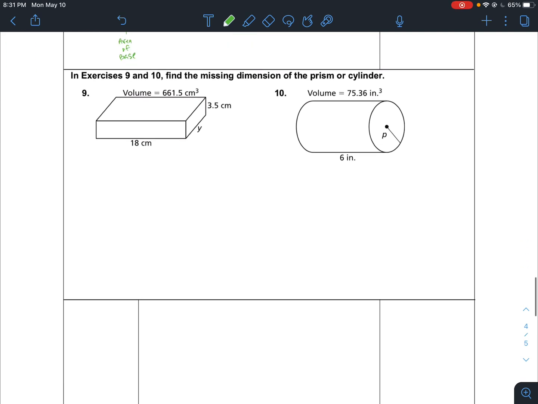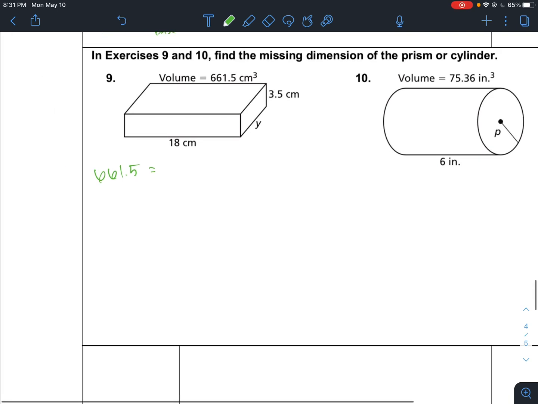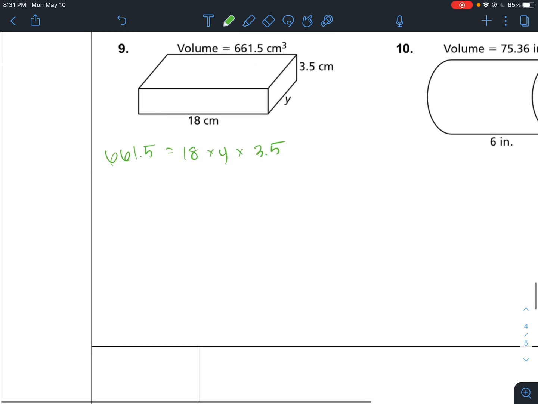Alright, to finish off, let's see if we can find some missing dimensions here. It's pretty much the same thing as what I just talked about. You're just trying to find a missing dimension. So we're given that the volume of this solid is 661.5. And we know that volume of this has to be the area of the base times by the height. So the area of this base would be 18 centimeters times by y, and then times by the height, which is 3.5. So we want to solve for the missing dimension y, so let's divide by 18 times by 3.5.